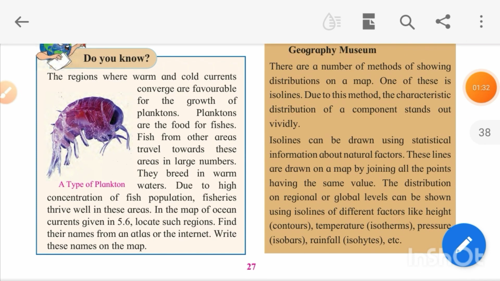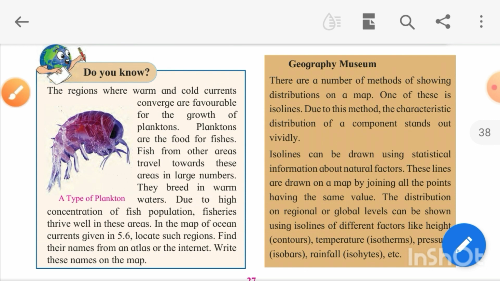The regions where warm and cold currents converge are favorable for the growth of planktons. Planktons are the food for fishes. Fish from other areas travel towards this area in large numbers. They breed in warm water. Due to high concentration of fish population, fisheries thrive well in this area.